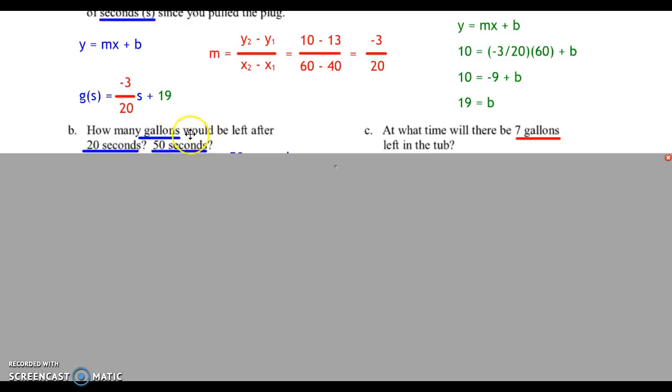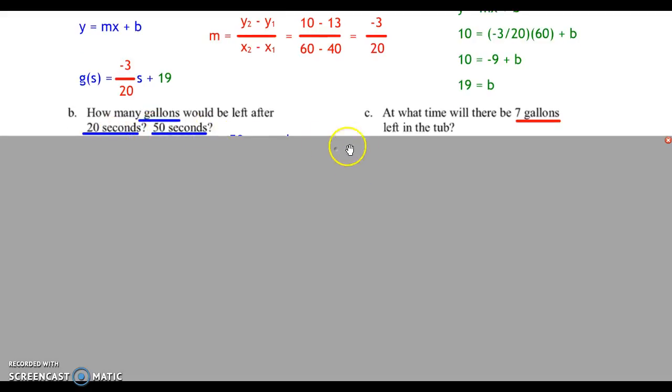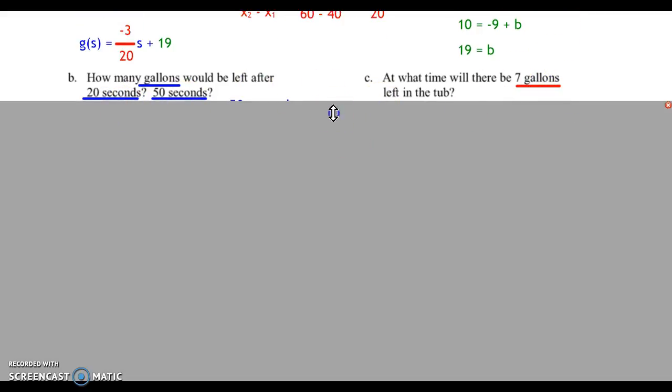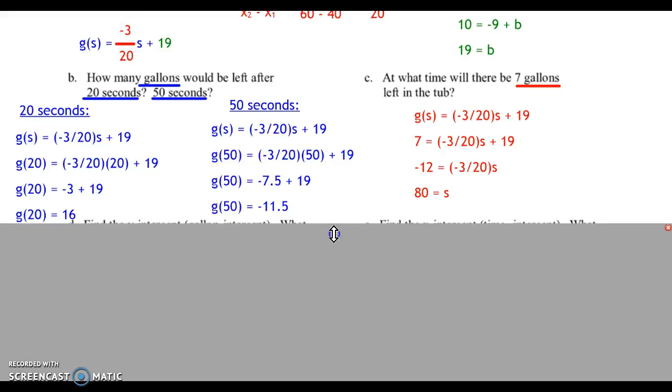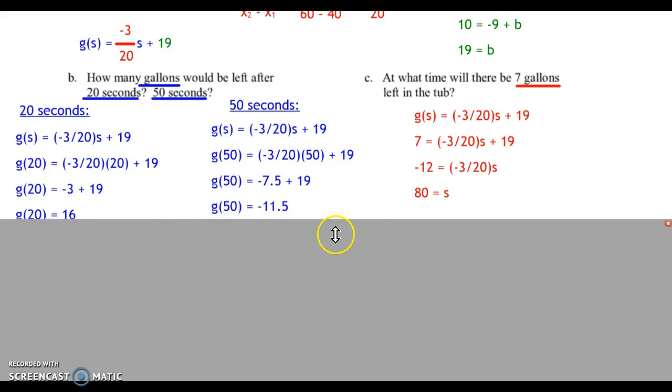All right, you can see that I did a little annotation here. It asks us how many gallons will be left after 20 seconds and 50 seconds. And over here it asks us after what amount of time will there be 7 gallons. So it's giving us two different things. Here it's giving us two inputs, and here it's actually giving us an output and trying to determine the input. So you can see the work that I did on both sides, both in red and in blue.